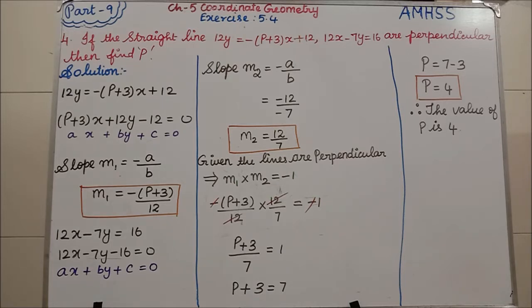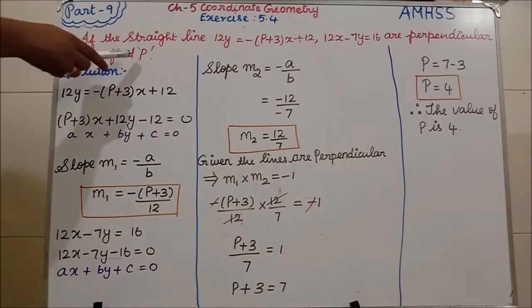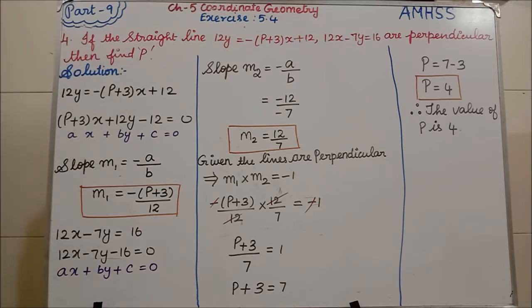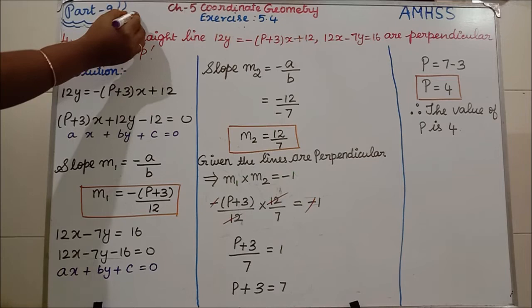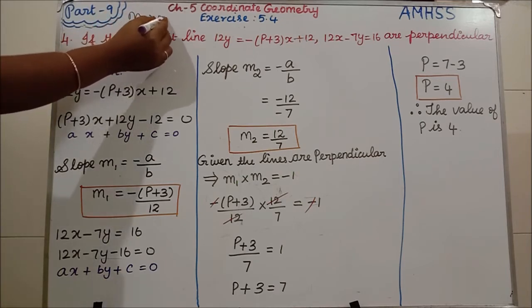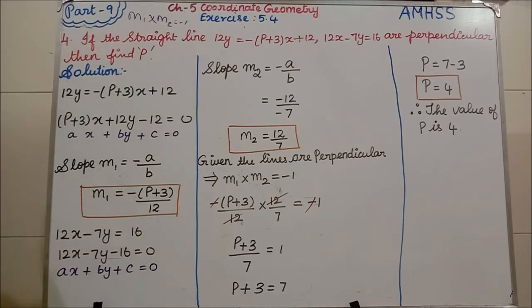They themselves have given that the lines are perpendicular, and we have to find the value of p. Clear? Perpendicular means, so far what formula have we seen? Slope m1 into m2 is equal to minus 1. That is the perpendicular formula. So, how do we find m1? How do we find m2?